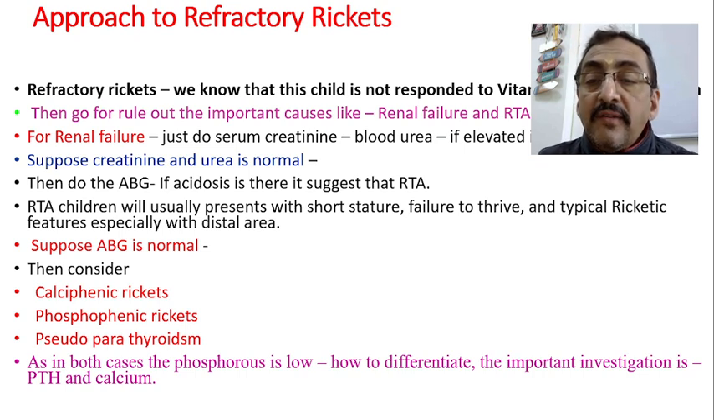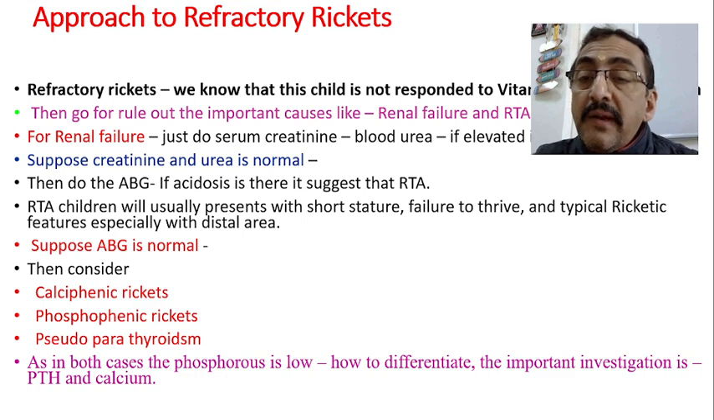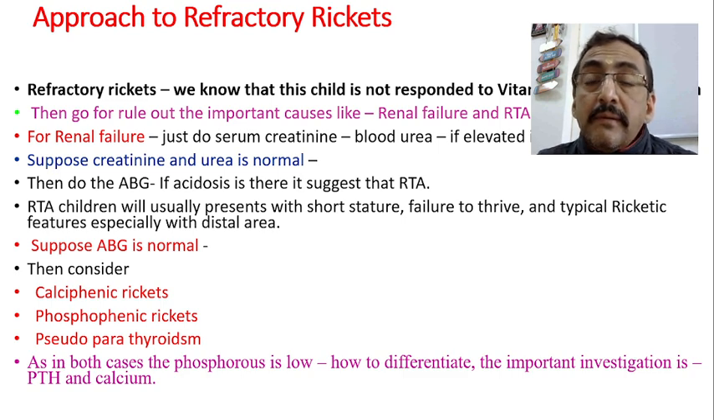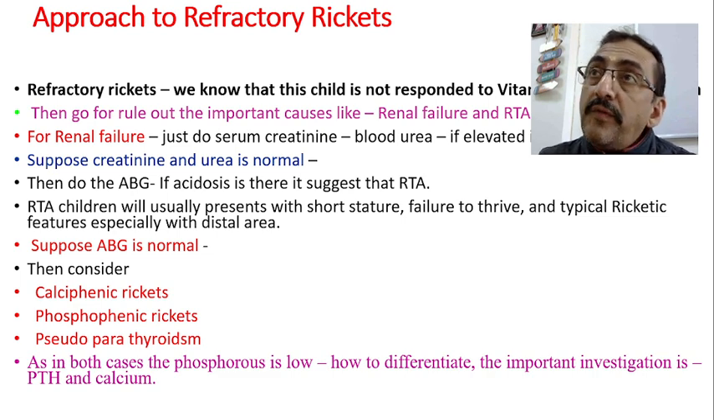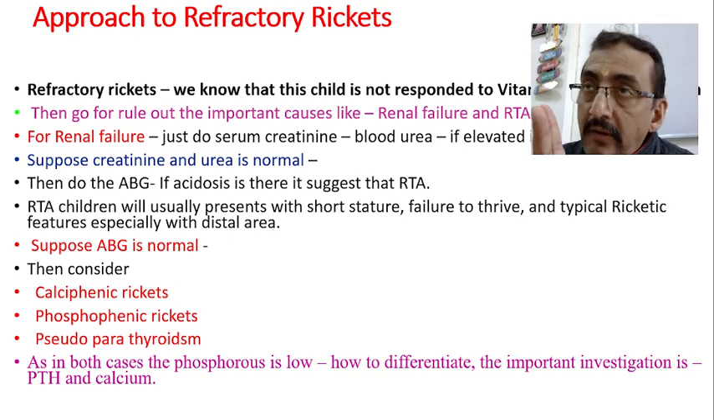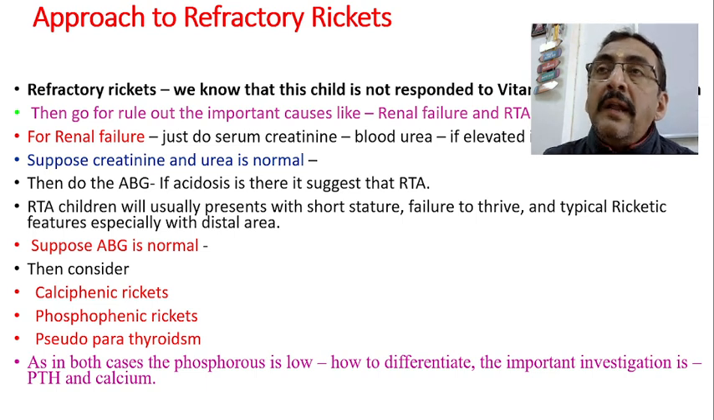In both the cases, the phosphorus is low. How to differentiate? The important investigations are PTH and calcium. Now, in hypophosphatemic rickets, phosphorus is low. In calciopenic rickets, phosphorus is low because they are interdependent. Okay. Now, this being the case, when the phosphorus is low, is it calciopenic rickets or phosphopenic rickets? The differentiation is quite difficult. Okay, so how to differentiate it? The two important investigations are PTH estimation and calcium.